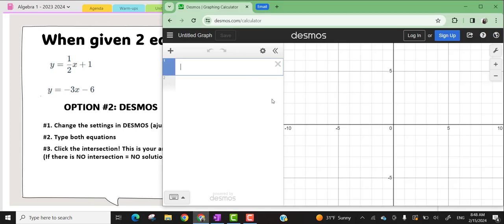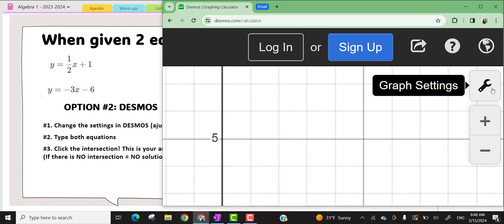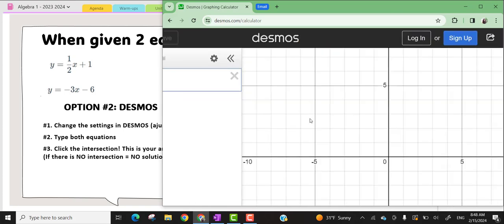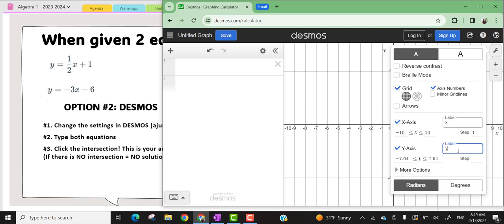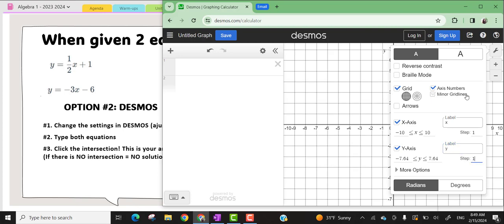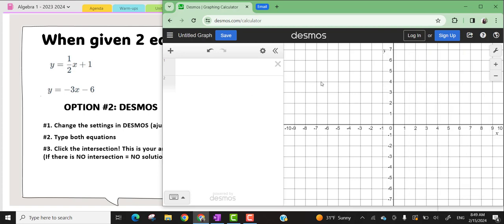So all you have to do is pull up Desmos. You need to change the settings over here. Necesitas cambiar los ajustes aquí. So click here, no minor grid lines, X, 1, Y, 1. So necesitas cambiar los ajustes. Este no check, escribe X aquí, 1 aquí, Y aquí, y 1 aquí. Now we have a normal graph. Ahora tenemos una gráfica normal.